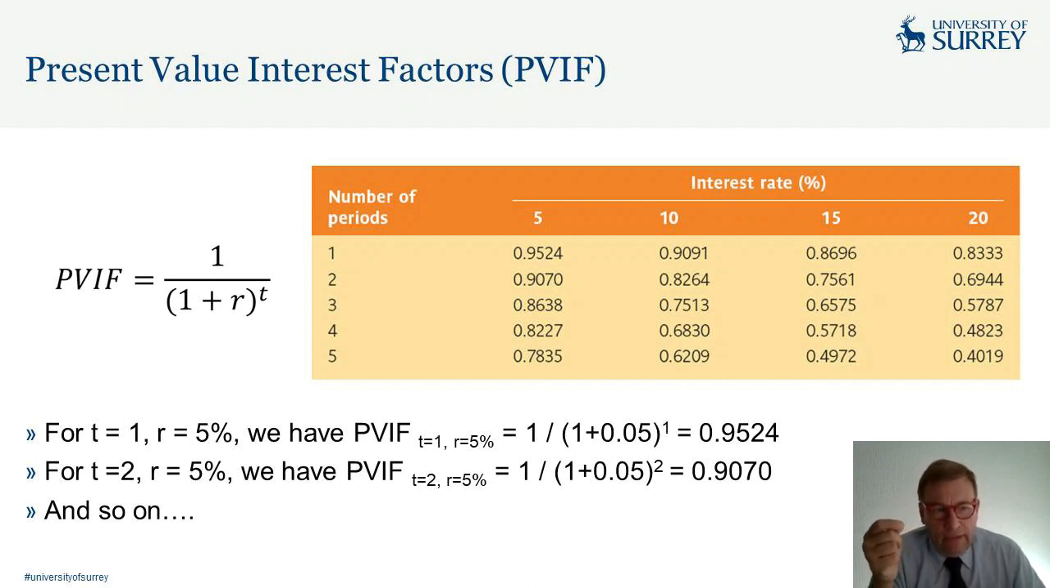Alternatively, when we do the same thing and we have the period of 2 years, then our factor changes, because in the denominator we use 1 plus 0.05 square. Obviously in the numerator we have 1, so we divide by that, and the factor is 0.9070, and so on.